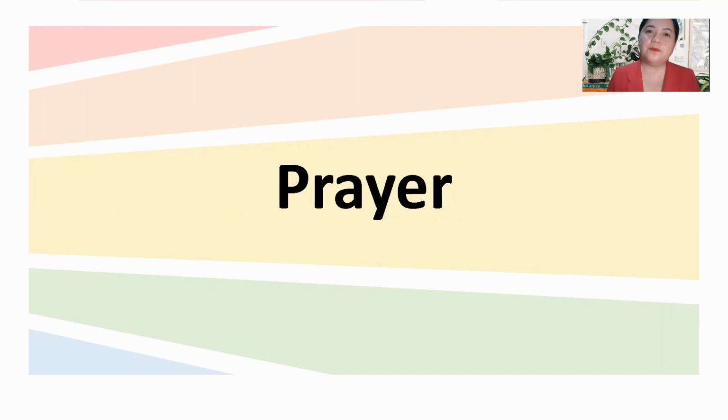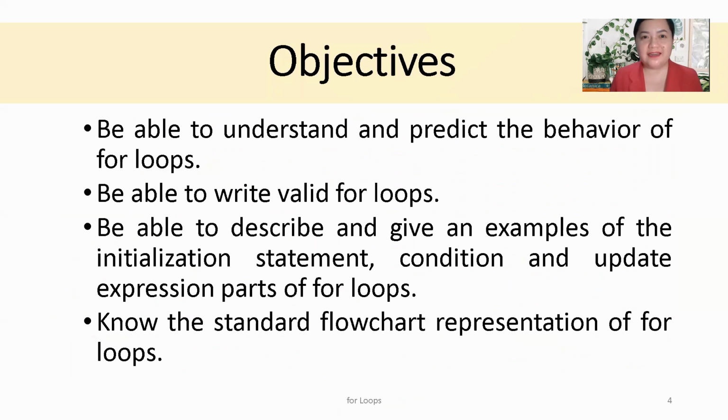Amen. So today we will be discussing for loops. The main objective is to understand and predict the behavior of for loops, be able to write valid for loops, describe and give an example of the initialization statement, condition, and update expression parts of for loops, and lastly, to know and understand the flowchart representation of for loops.